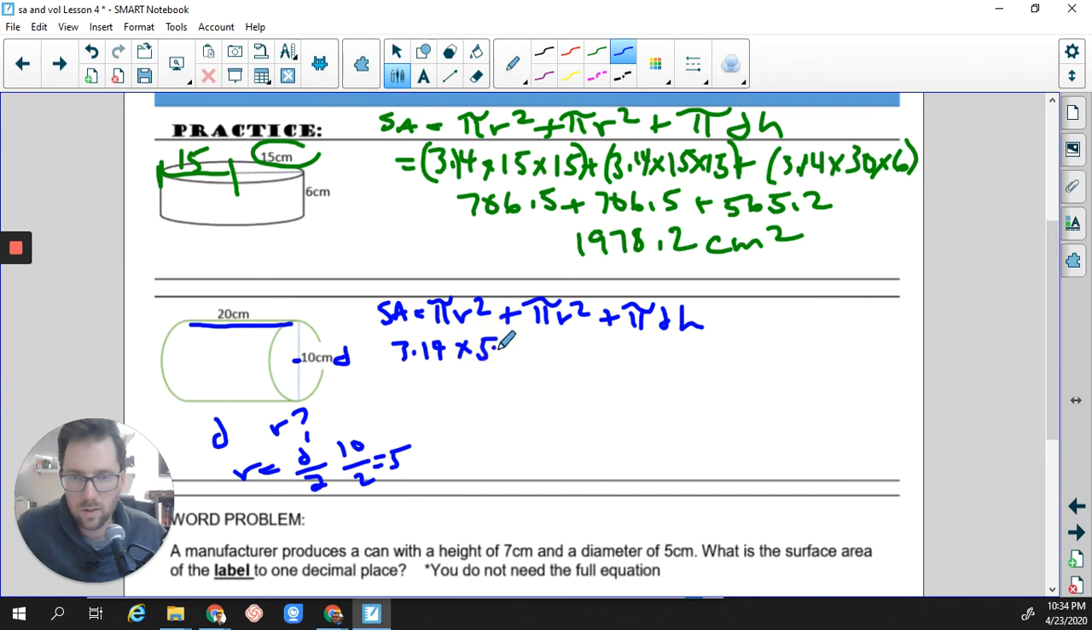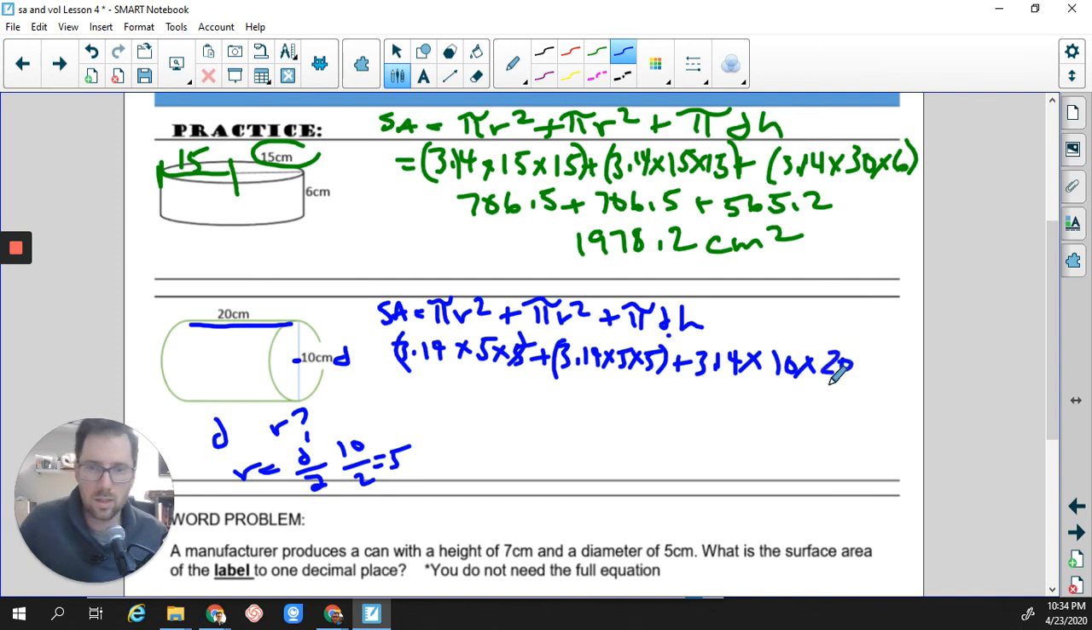3.14 times 5 times 5 plus the same thing again. 3.14 times 5 times 5. Okay. Plus 3.14 times, now we know the diameter, we can just put that straight in. 10 times, what is our height? Our height is 20. So let's try this out.